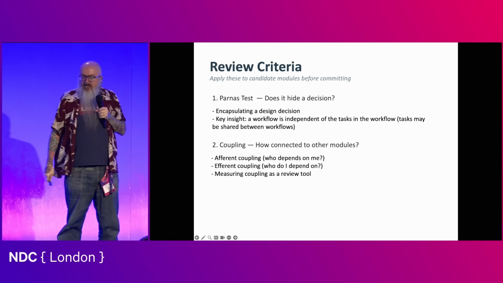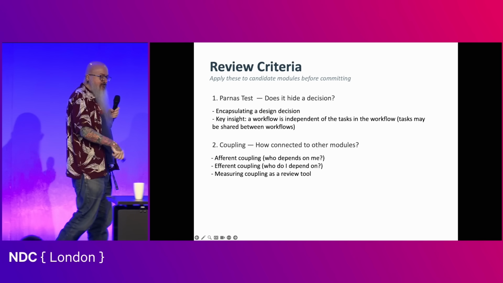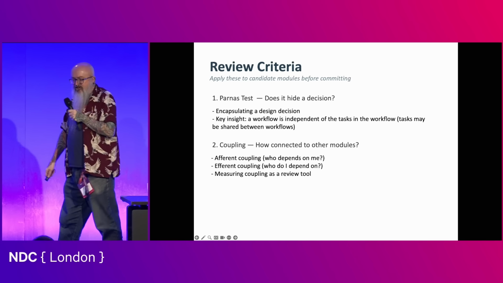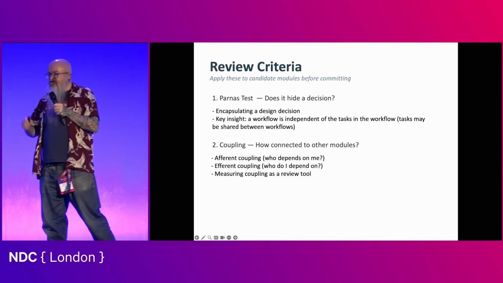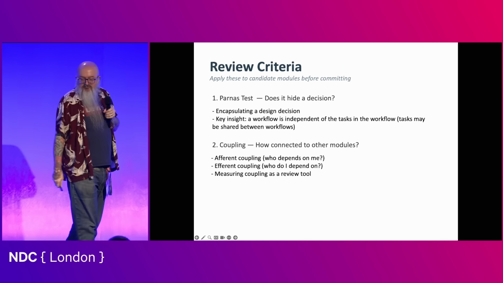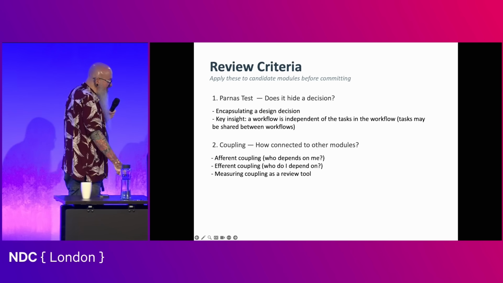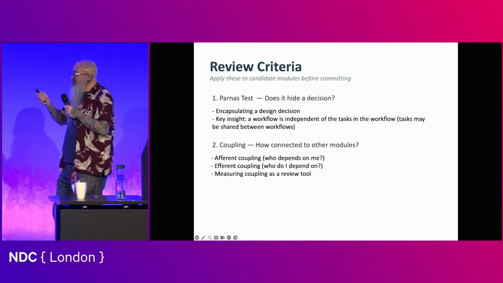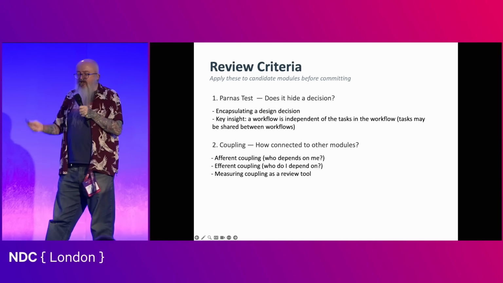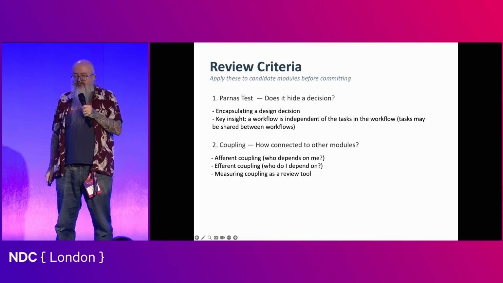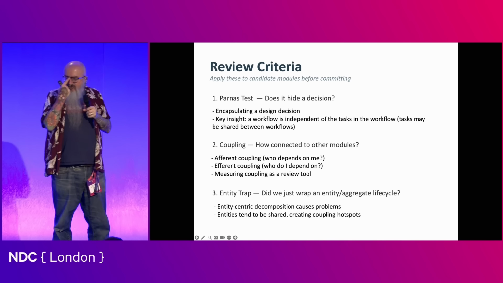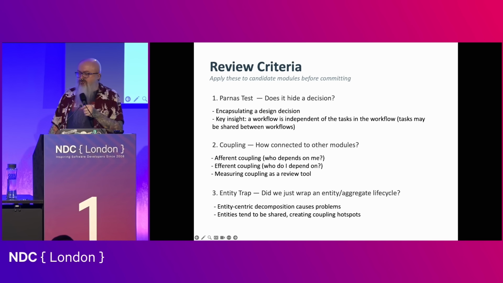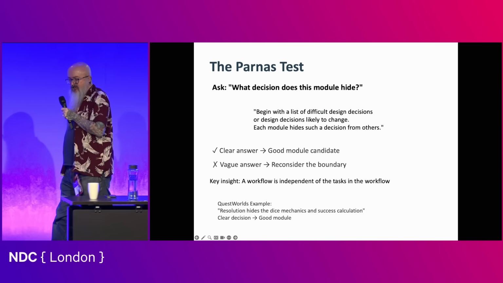Coupling: how connected are you to other modules? So afferent coupling and efferent coupling. Afferent coupling is basically who depends on me, and efferent coupling is who do I depend on. I always get the two confused. People have different mnemonics for remembering afferent versus efferent, but the key point is whether you care about who depends on me and who I depend on, and if there are too many of those, I've got a problem, right? And the entity trap. There's a danger of writing modules that are just aggregates or entity wrappers. So a little bit more on that.